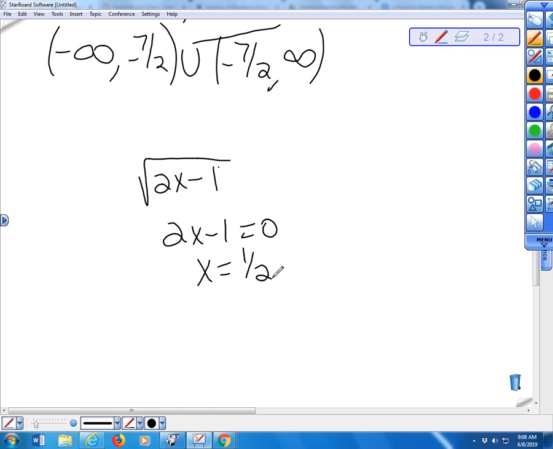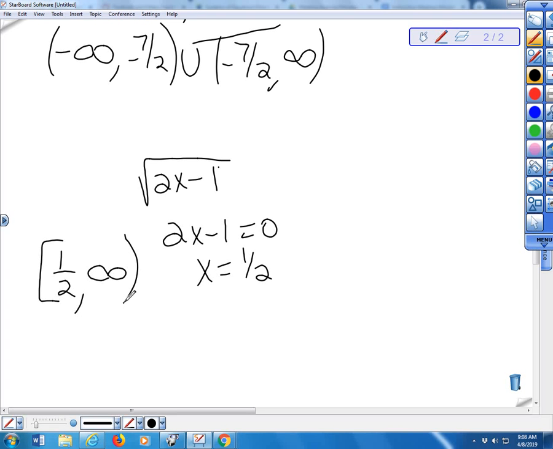Okay, so when x is 1/2, this is 0. When x is less than 1/2, this whole thing is going to be negative. So I know it can't be anything less than 1/2. So my domain can include 1/2 because 0 is okay under there, but it can't be less than that. Yeah, there's my domain.